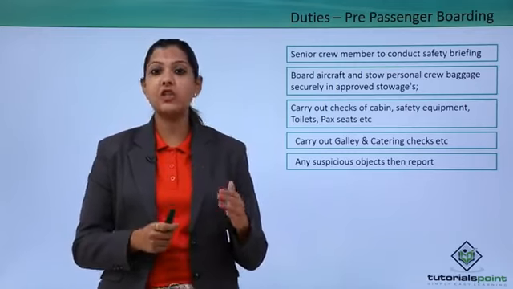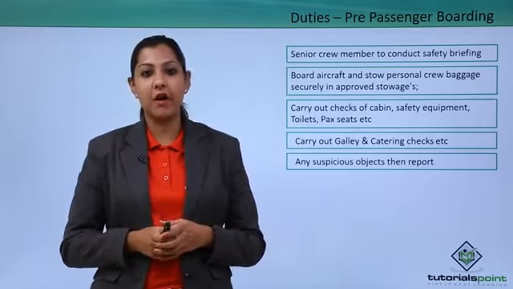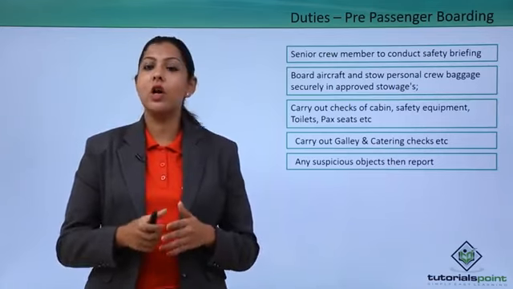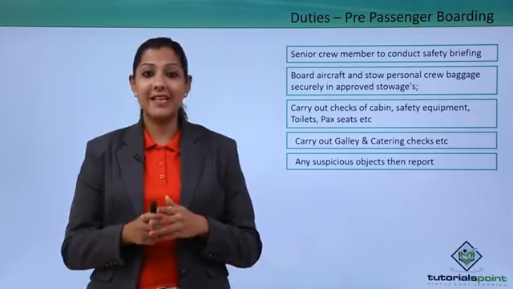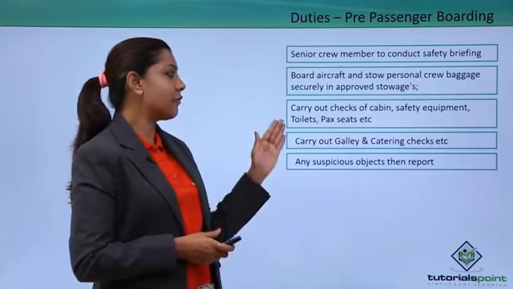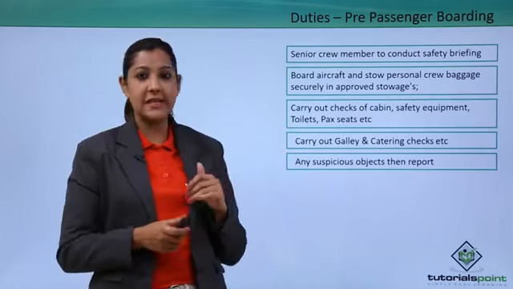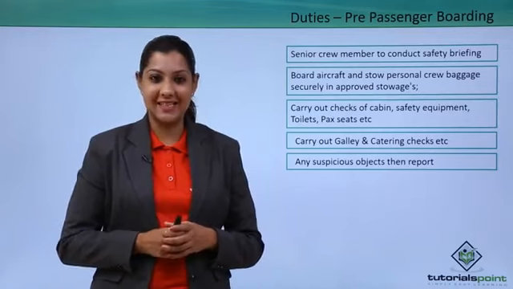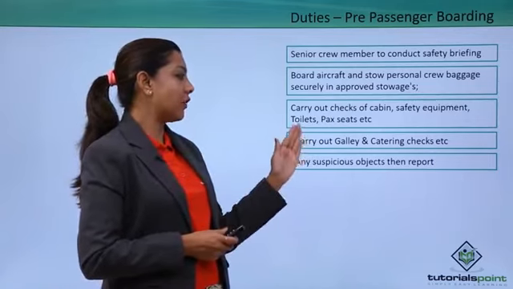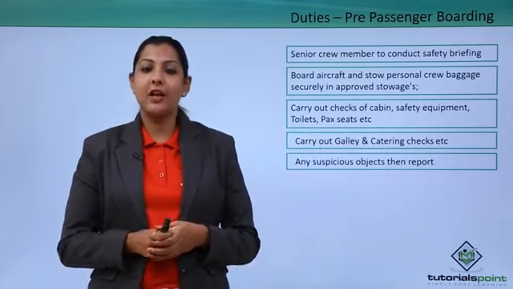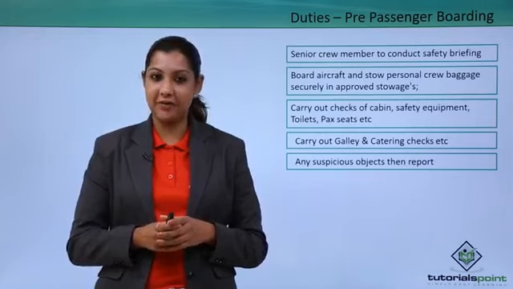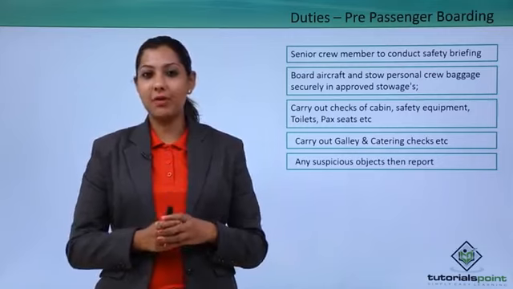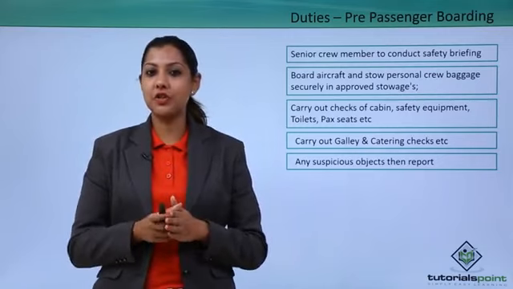Each and every cabin crew member on board the aircraft checks their particular areas of responsibility to see whether everything is working in the right manner or not. They also have to check the toilets and the passenger seats, make sure that under each passenger seat there is a life jacket, and make sure that the toilets are neat and clean, etc. They also need to carry out the galley check as well as the catering check. The galley is known as the kitchen of the aircraft, where all the food items and beverages are stored. A cabin crew member is particularly designated a position for the galley.